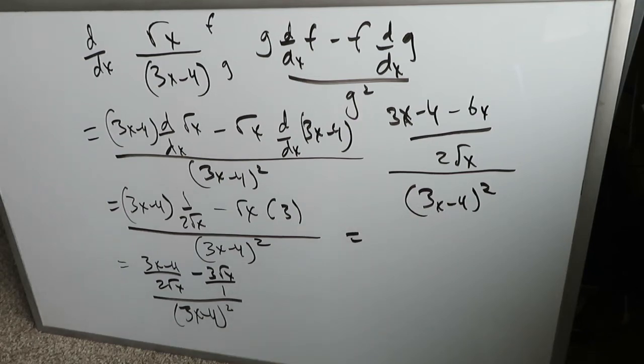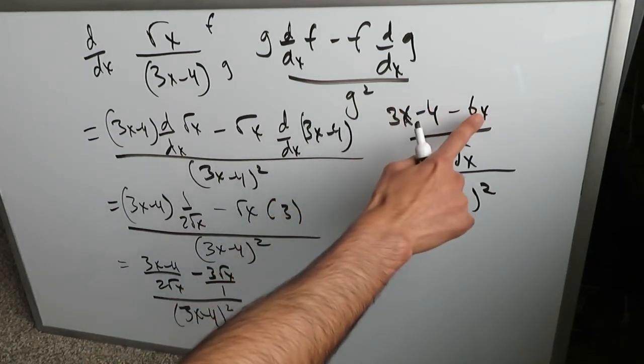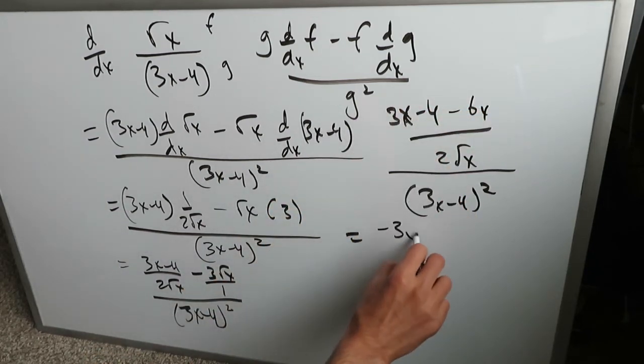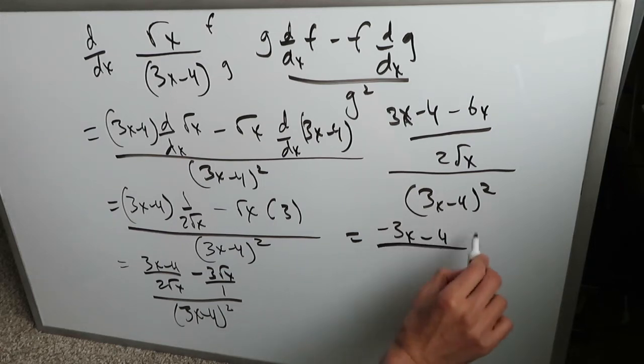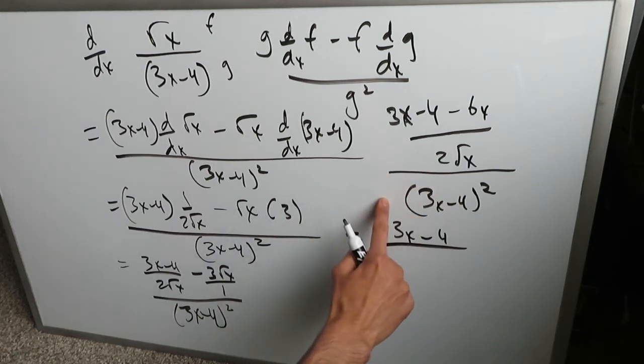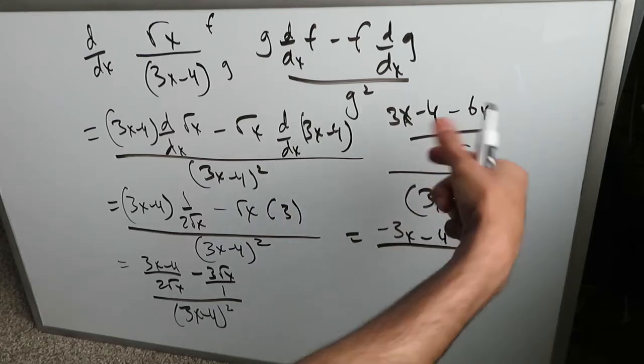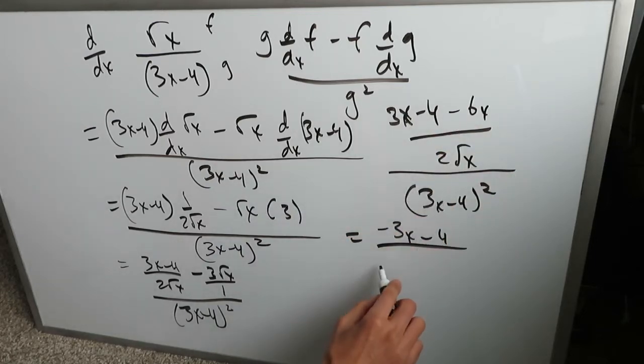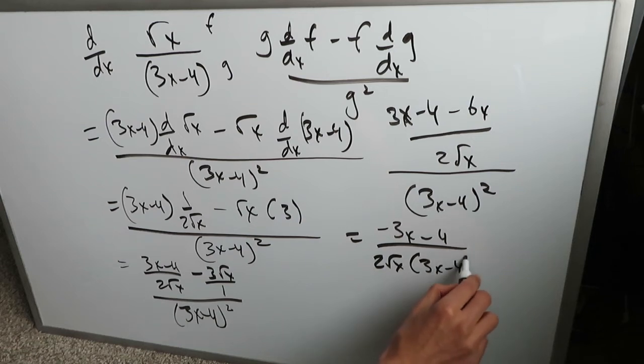Now let's finish everything over here. 3x minus 6x is a minus 3x minus 4. You can actually literally transfer this down, because this is really an over 1. When you do a fractional flip, you'll end up getting this anyways. 2 root x times 3x minus 4 whole square.